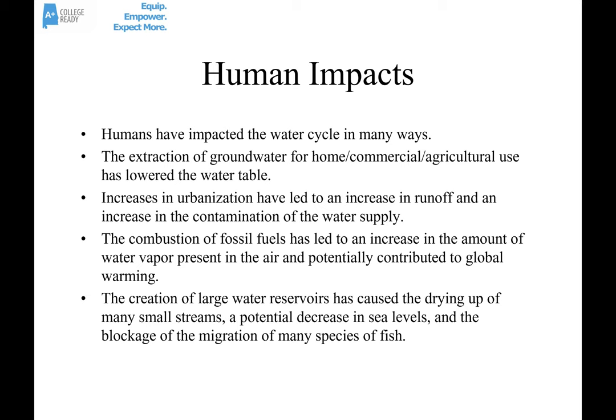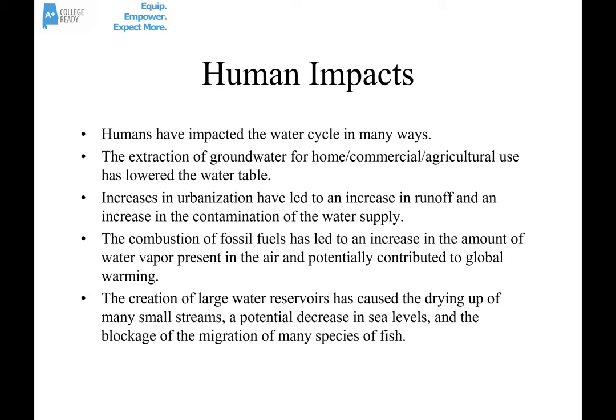So just like with all the other biogeochemical cycles we've mentioned today, humans have impacted the water cycle. We've extracted a lot of groundwater for use in homes or in agriculture, like watering crops in commercial uses. That's lowered the amount of water underground, the water table. Cities and urbanization have led to more runoff and more contamination of our rivers and our streams and even our underground water sources. By burning fossil fuels, combustion releases water vapor into the air, and we've increased the amount of water vapor in the air due to combustion.